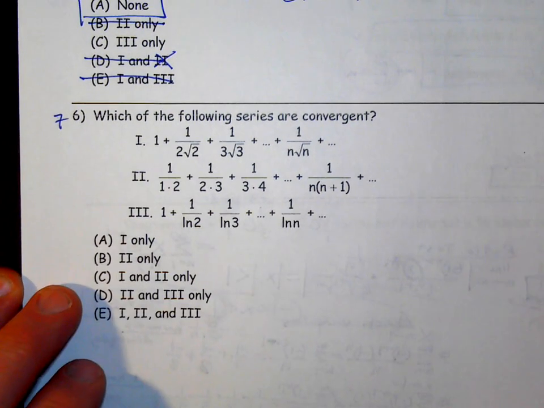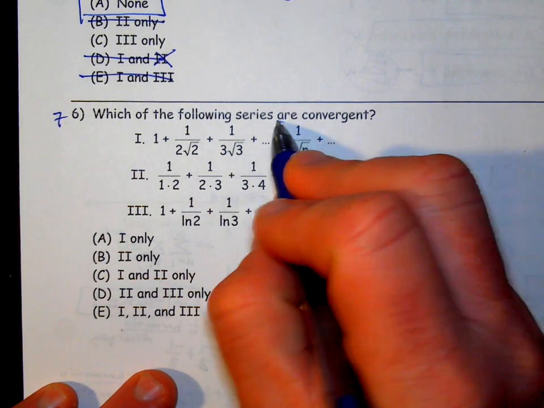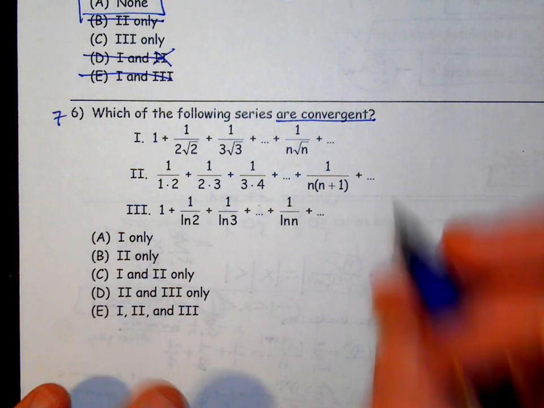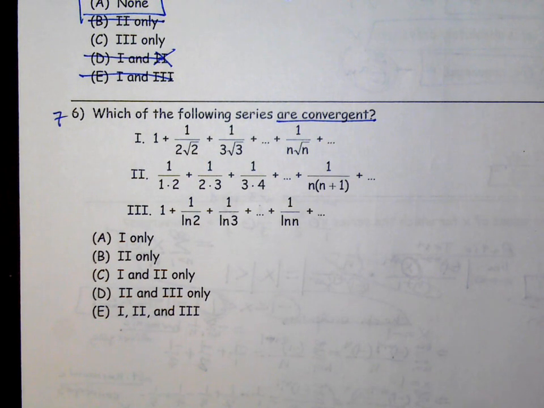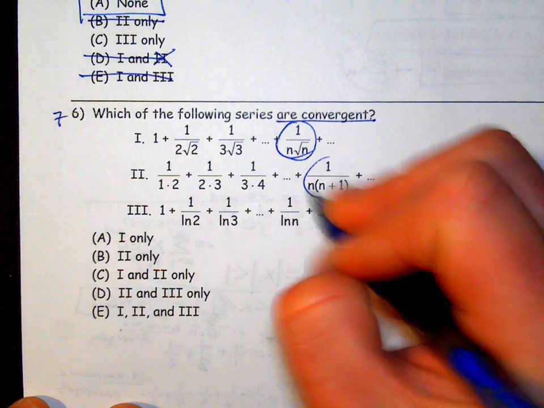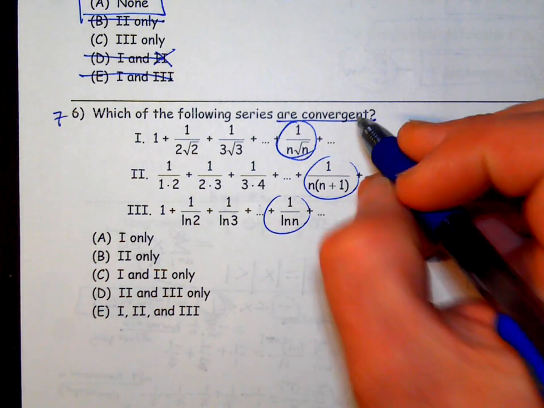Okay, last problem. Which of the following series are convergent? So another 3 questions in one. What you might want to do, these are all in open form, and a lot of the tests that we do are for the general term. So right here, this is the general term. They're giving you the general term, the nth term.